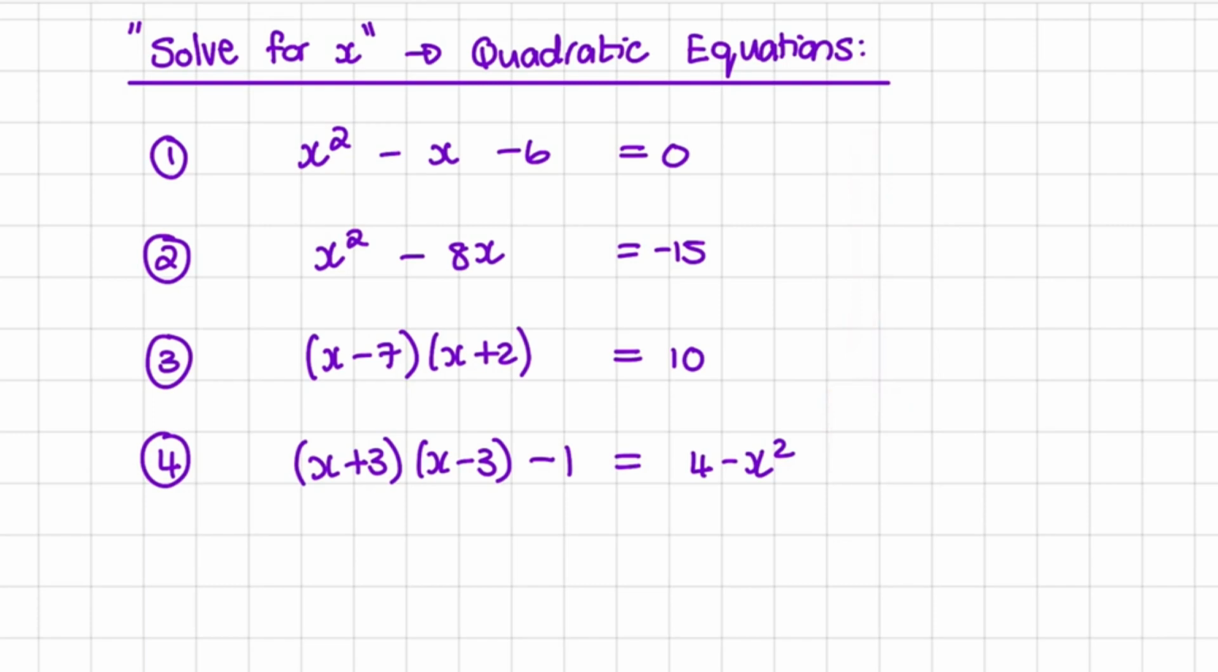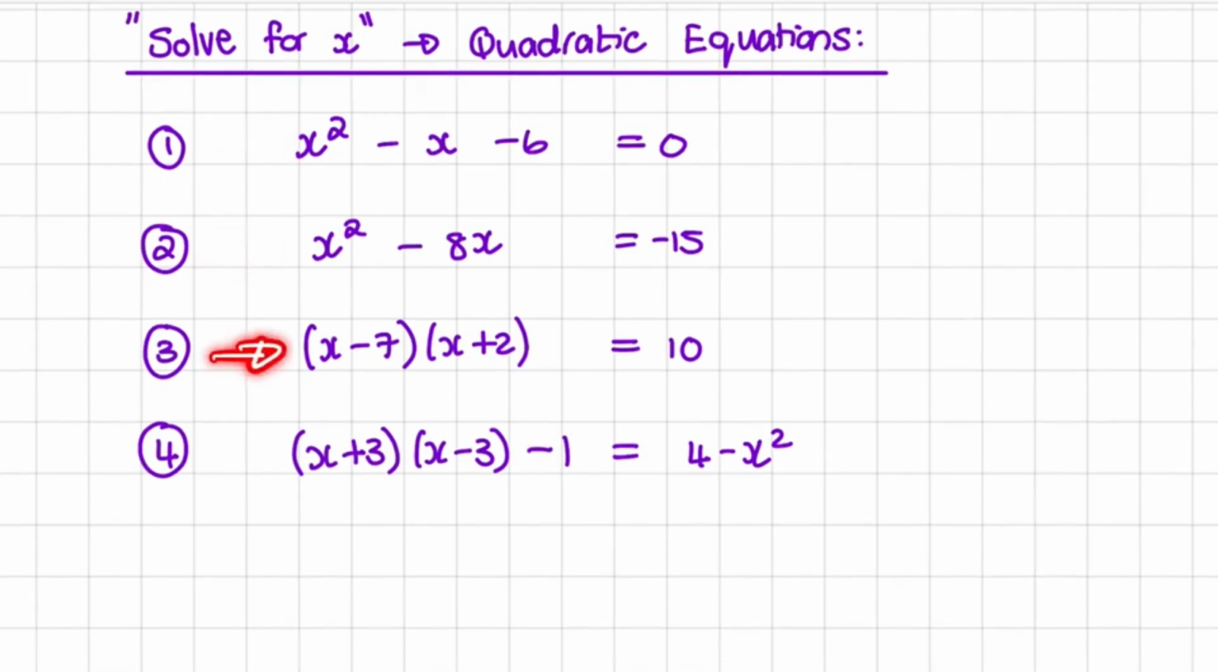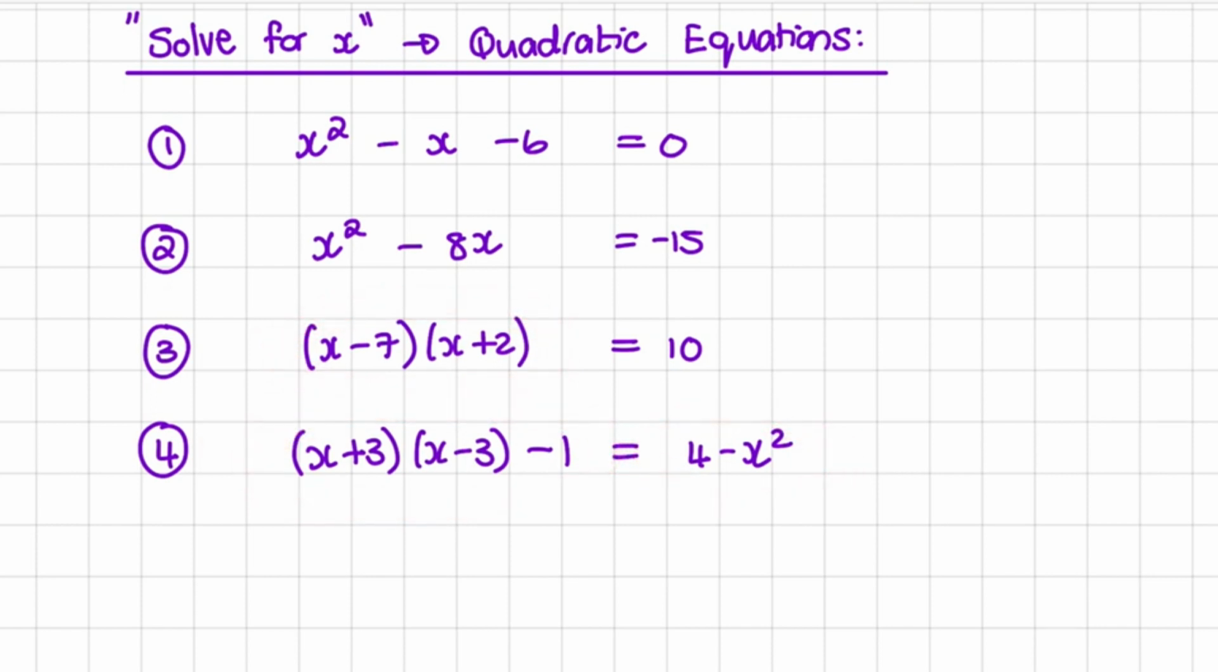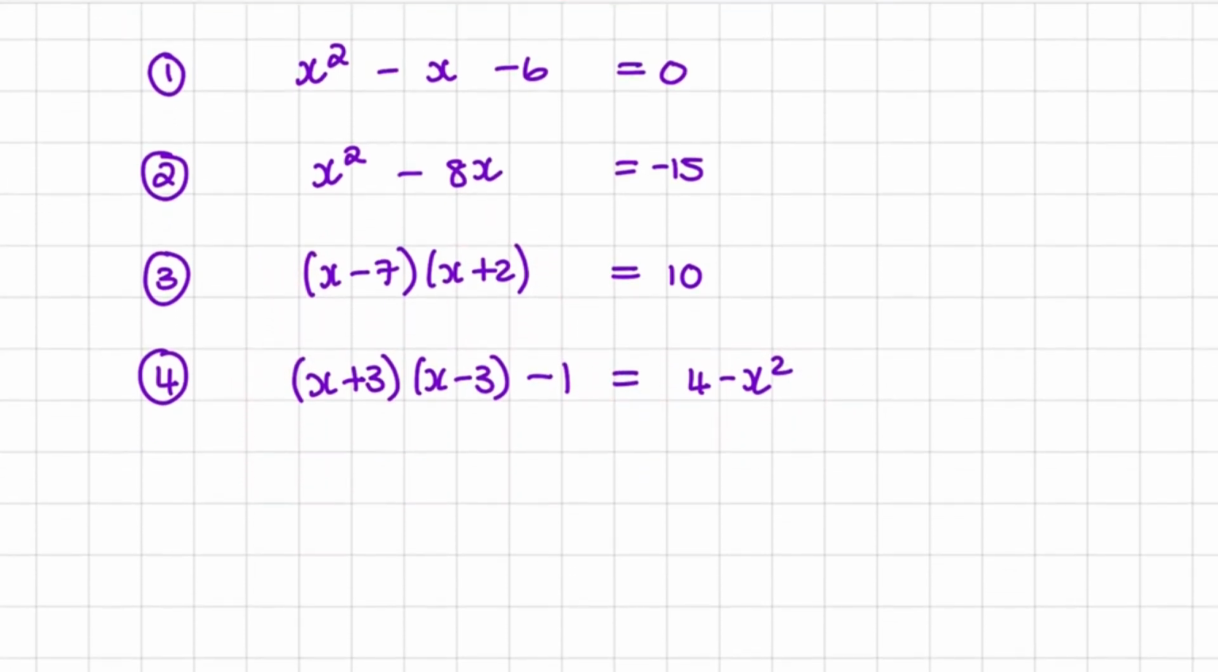What I want you to notice before we start is that quadratic equations means that somewhere we are dealing with an x squared. So in the first two examples, we can see the x squared, but in our last two examples, we would need to multiply out in order to find the x squares. Let us start with our first example.